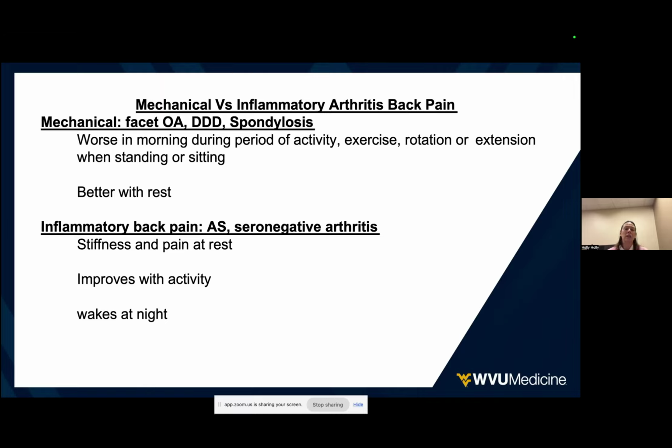So again, the nature and how it presents is very different, and that helps guide us to say, oh, this is more degenerative versus inflammatory in nature. And it may help you in your workup and what you need to pursue next in figuring that out.